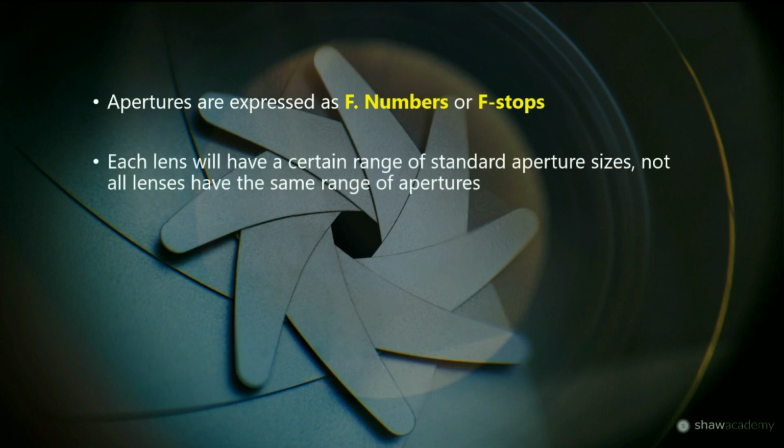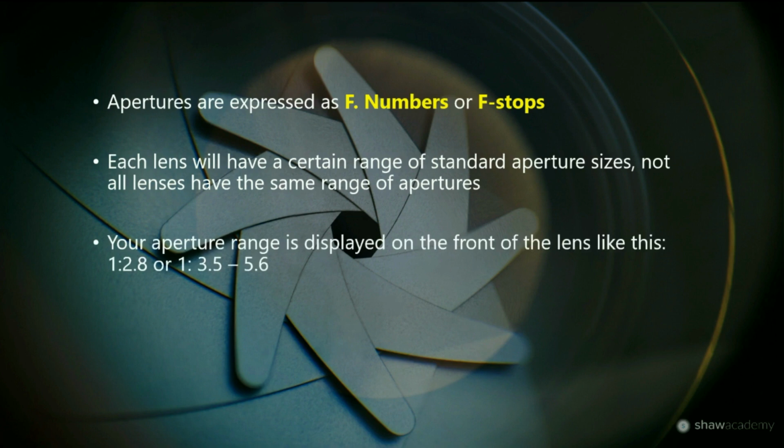Each lens is going to have a certain range of standard aperture sizes, but not all lenses have the same range of apertures. What I mean by that is there are some apertures that you're going to find in every single lens, and in general every lens is going to go up to about f22. Some older lenses will go even higher than that. Some older lenses will actually only go up to f16, but most modern lenses will go to about f22. But the widest aperture is going to vary from lens to lens, and so not all lenses are created equally.